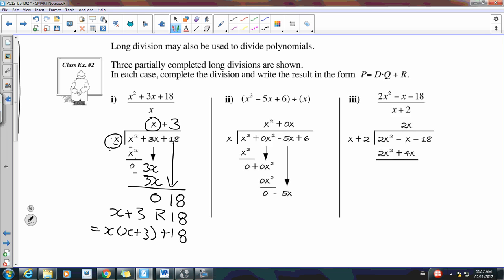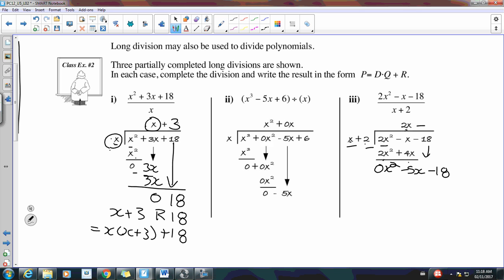Okay, we're going to skip to question 3 here. That's dividing by a binomial. We start the same way. We're looking for what times x gives us 2x squared. Well, 2x times x gives us 2x squared. 2x times 2 gives us 4x. So we now subtract. That gives us 0x squared. Negative x minus 4x is negative 5x, and 18. Now we're looking for something that times x gives us negative 5x.